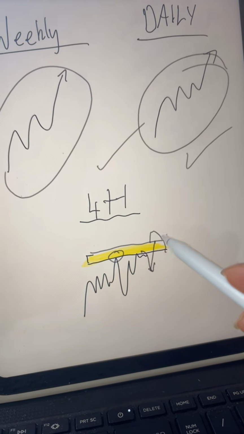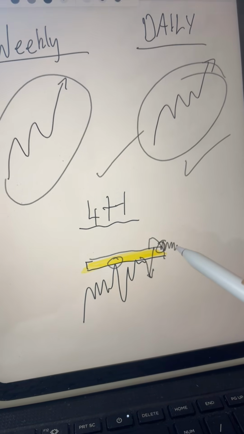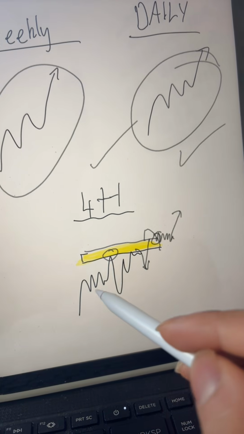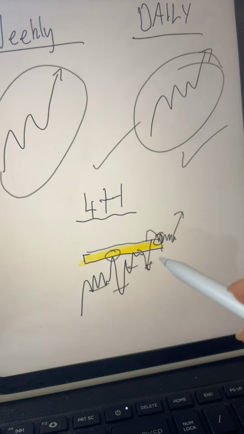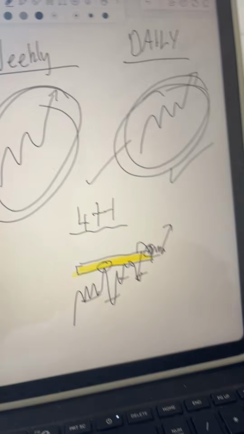I'm going to wait for that break. I'm going to wait for that retest. I'm going to see if price can maintain above this previous resistance which was broken, and I'll look for buys. And ultimately, we can see we're going higher and higher on the 4 hour as well, continuing the weekly and the daily trend.